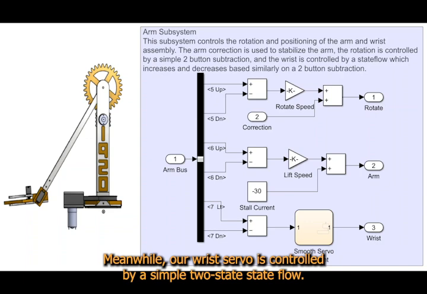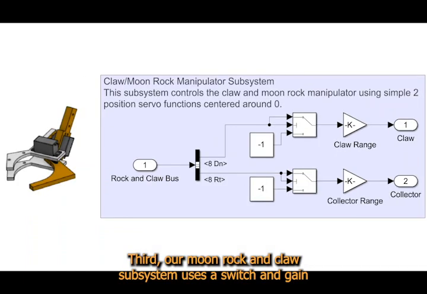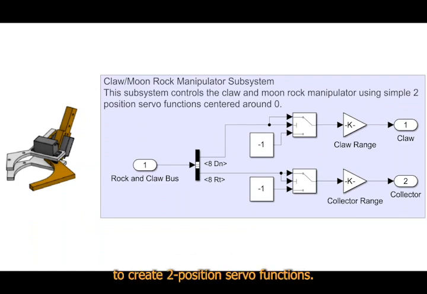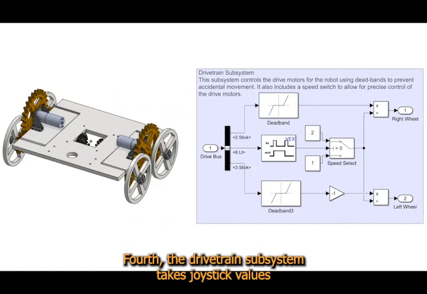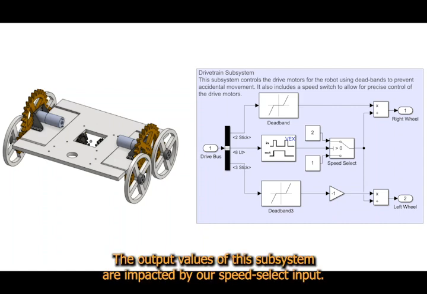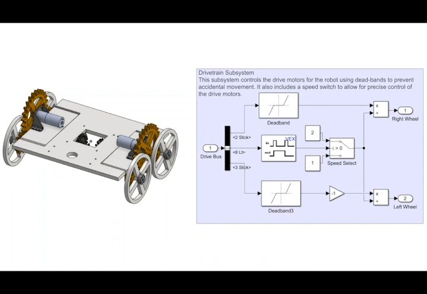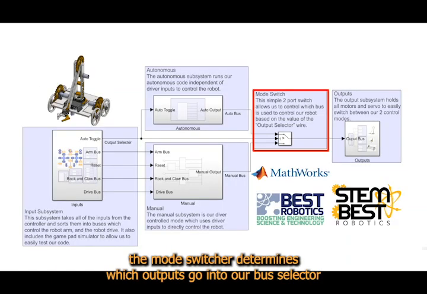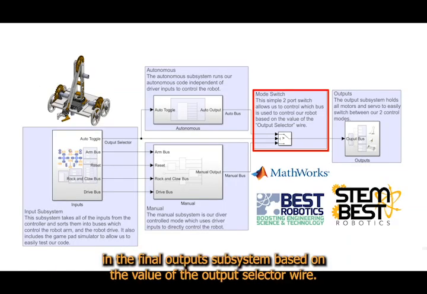Meanwhile, our wrist servo is controlled by a simple 2-state state flow. Third, our moon, rock, and claw subsystem uses a switch and gain to create 2-position servo functions. Fourth, the drivetrain subsystem takes joystick values and runs them through a deadband. The output values of this subsystem are impacted by our speed select input. To switch between our 2 modes, the mode switcher determines which outputs go into our bus selector in the final output subsystem based on the value of the output selector wire.